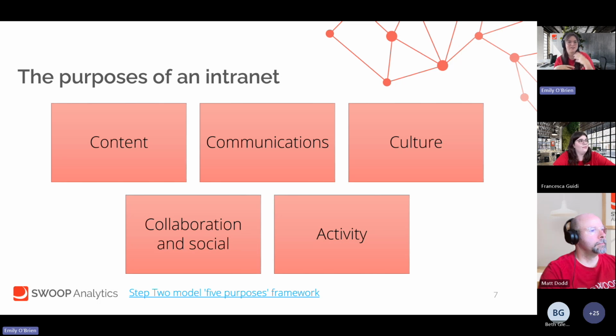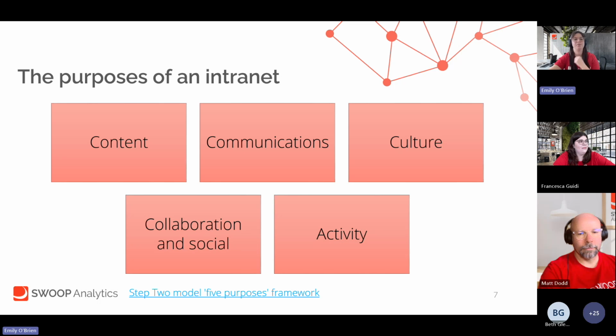There's culture. So how does the intranet contribute to and develop the culture? And how does it also give your employees that sense of belonging? This can also be where look and feel start to be factored into the intranet as well. Collaboration and social, very dear and near to SWOOP's hearts, of course. So how does the intranet support digital collaboration? Can it support better ways of working, providing resources and support to help colleagues improve the way that they work?